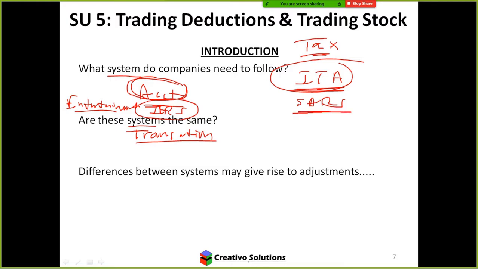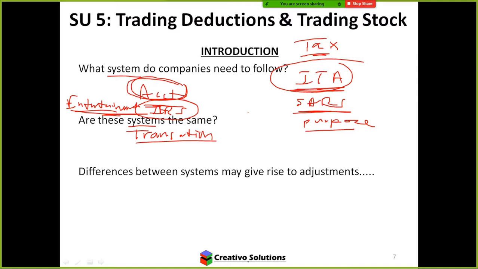SARS looks more at the purpose. So they'll say because it's entertainment, we're not going to allow you to deduct it because it's prohibited. SARS wants companies to not spend more on entertainment. They want companies to spend more on growth, so buy more assets to grow the business, maybe hire more staff to grow the business. If I pay staff a salary, that I can deduct. If I pay for staff refreshments, I can't deduct that because it's not business related.